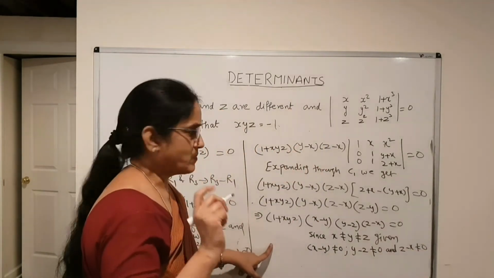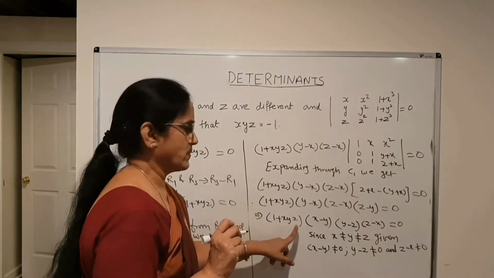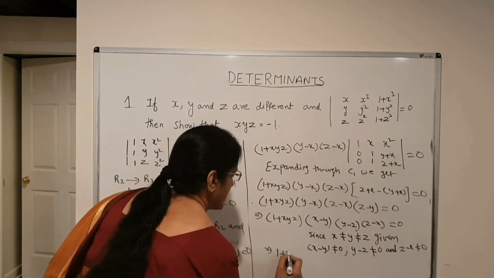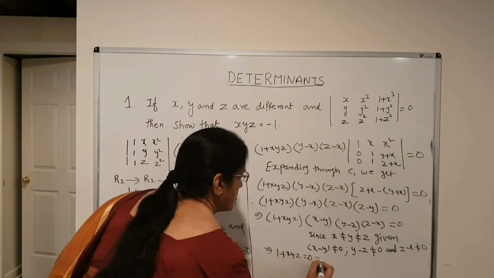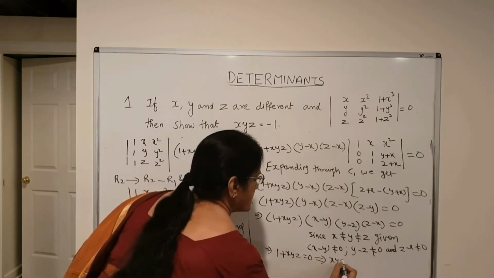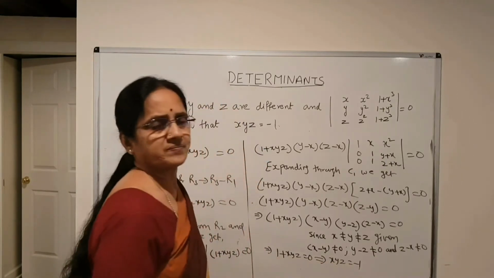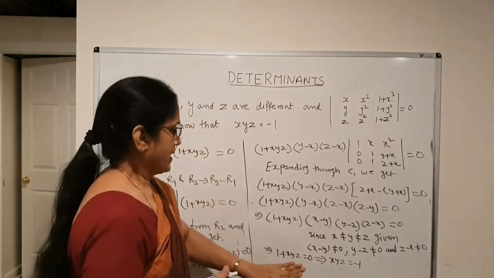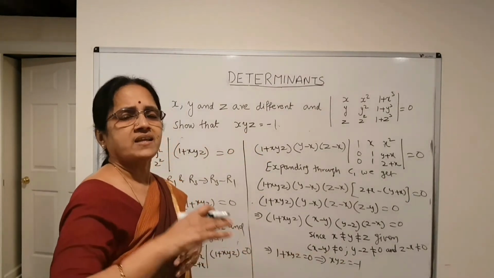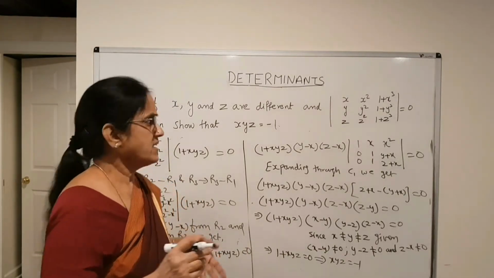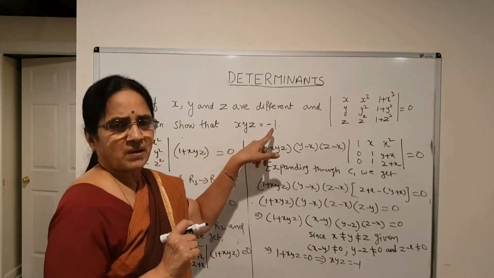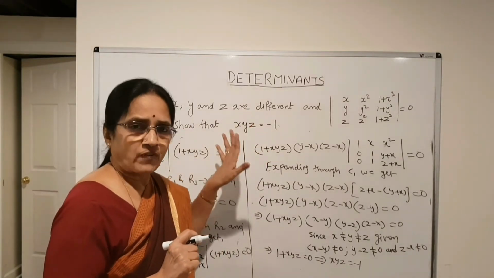The only possibility is 1 plus xyz should be equal to 0. So, implies 1 plus xyz equal to 0, which implies xyz equal to minus 1. That is what you need to prove. Okay, hence proved. Finally, you have to write the answer again. We have proved that xyz equal to minus 1. That will be your final answer.